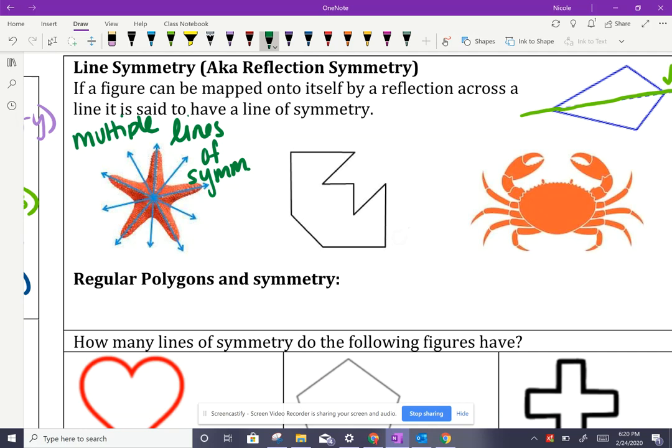How about this other thing? This thing looks kind of like it's trying to be a 2D spaceship. So let's see, if I cut it this way, does that work? No. This way? No. What about if I cut it this way? Does that look like that perfectly cuts it? I think it does. So it has one line of symmetry.